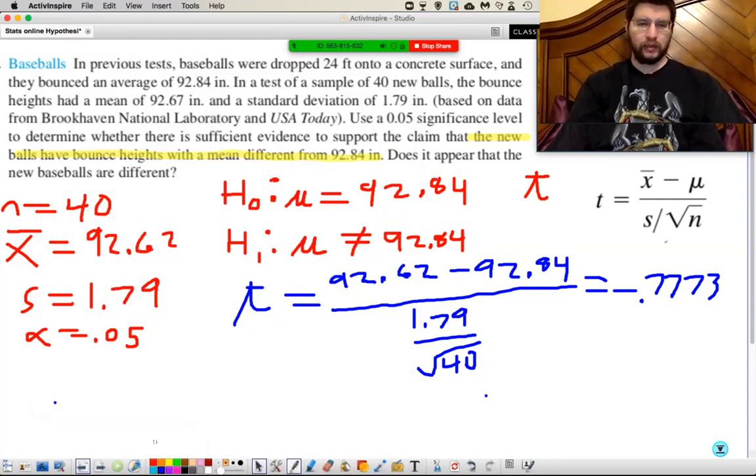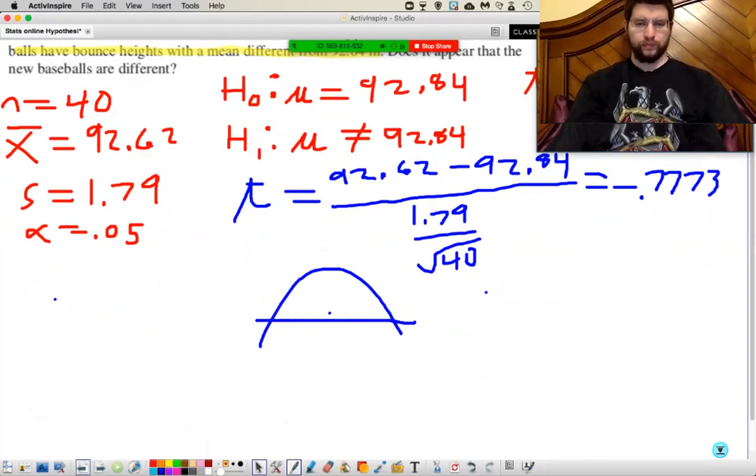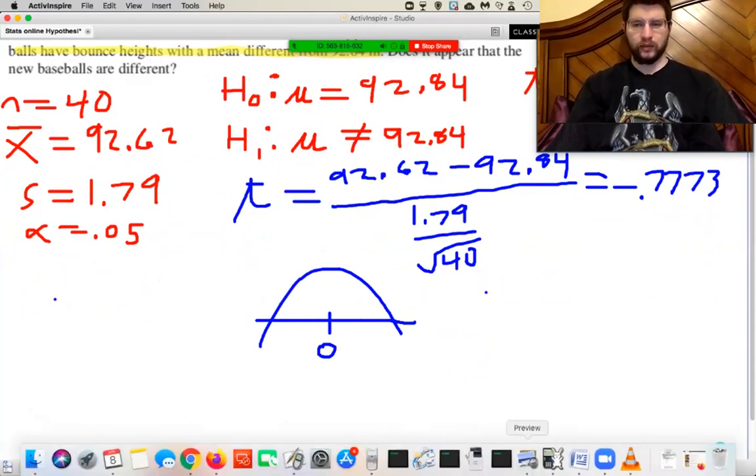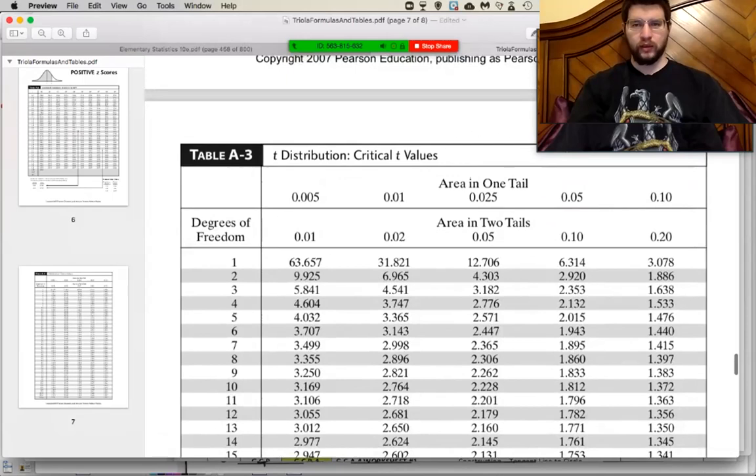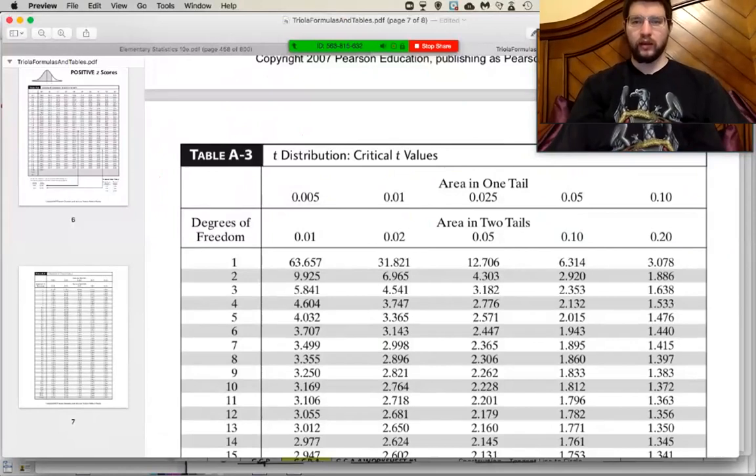But for non-TI users, let's just go ahead and do the traditional method. So I got 0 there in the middle. My critical value, let me grab that. It's a two tail. So I'll look at my T distribution. Area in two tails. Area in two tails is 0.05. So we're going to use right here, 0.05. Notice that corresponds to the area in one tail of 0.025. All they did was make it a little easier for us to look at.